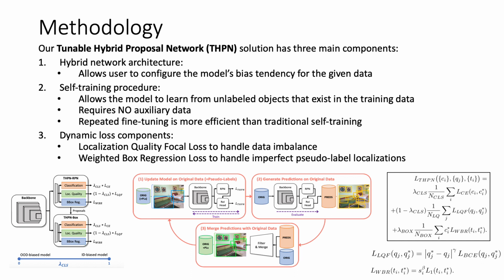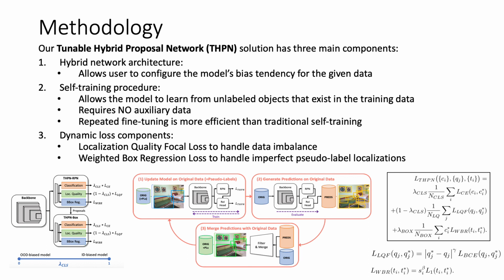Here, we first update the model on the original training data. Next, we generate predictions on the original training images. Finally, we filter and merge the high-confidence predictions into the training data as pseudo-labels. This process can be repeated iteratively. This procedure allows the model to learn from unlabeled objects that exist in most training data. It also requires no auxiliary training data, and we use repeated fine-tuning instead of the more traditional retraining from scratch to make it more efficient.